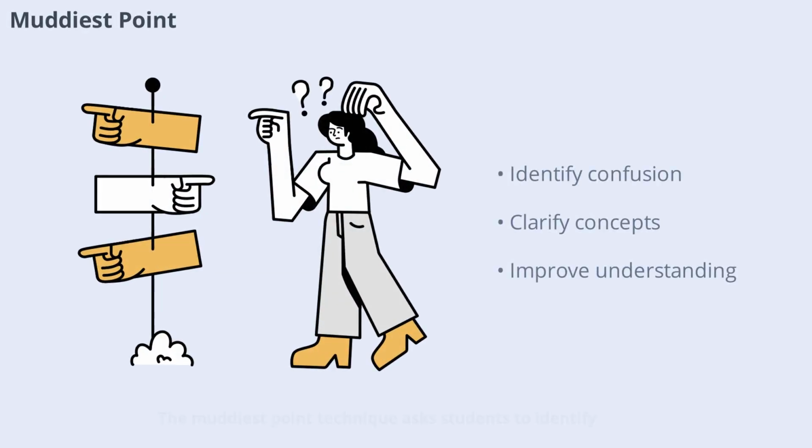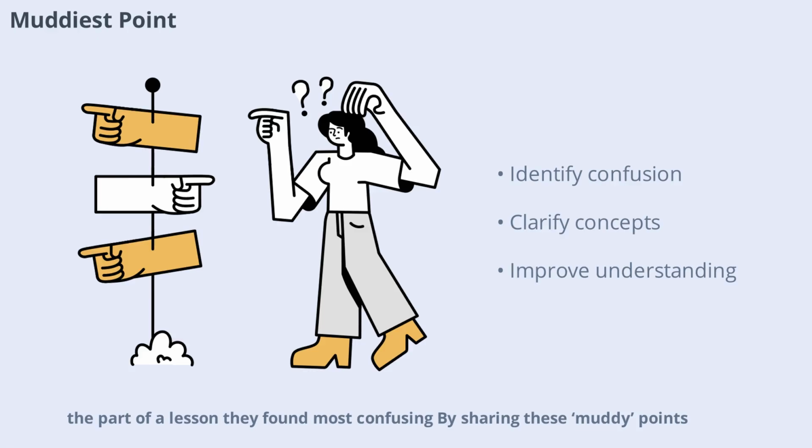The muddiest point technique asks students to identify the part of a lesson they found most confusing. By sharing these muddy points, teachers can address misunderstandings and clarify difficult concepts. It's a simple but powerful way to ensure everyone is on the same page and learning effectively.